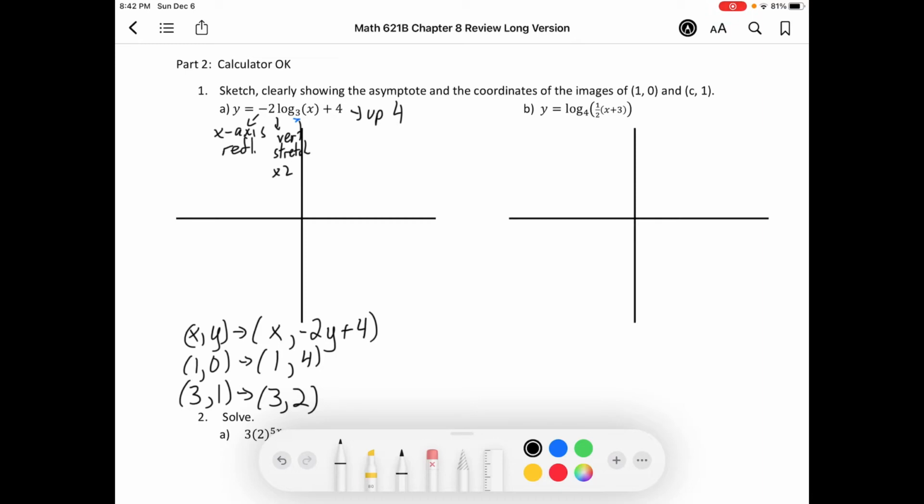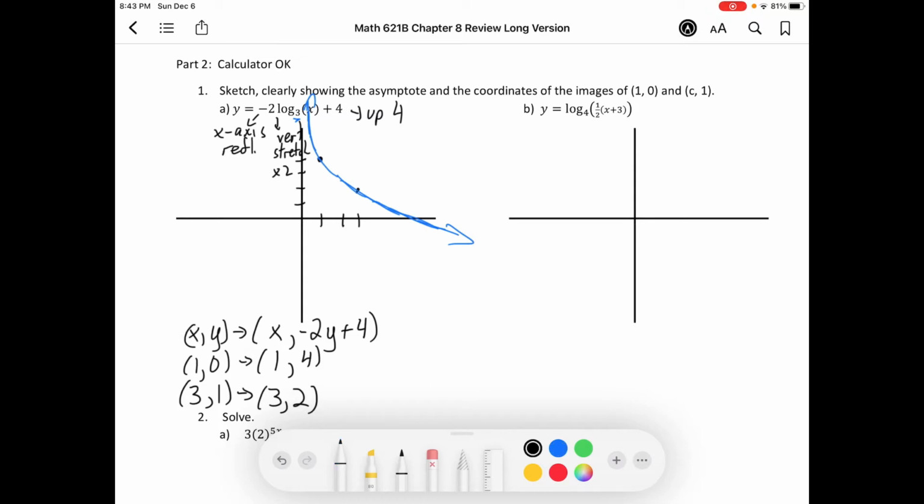Now I can plot these points. So 1, 2, 3. I have a point 1, 4. There we go. And I've got a point 3, 2. Now all I have to do is make the graph. And it's got a vertical asymptote, not a horizontal one. So it is going to, at some point, go through that x-axis. I don't know exactly where. But it's never going to travel through the y-axis because it's a logarithmic function. It has a vertical asymptote.